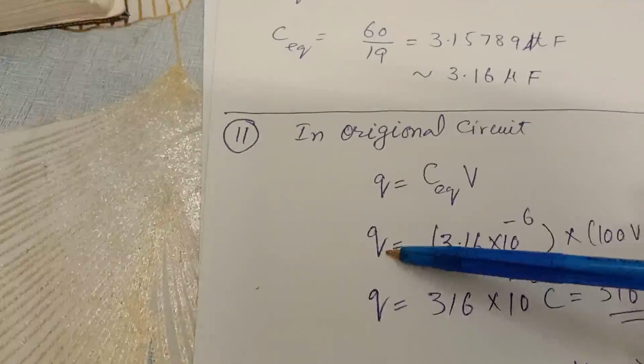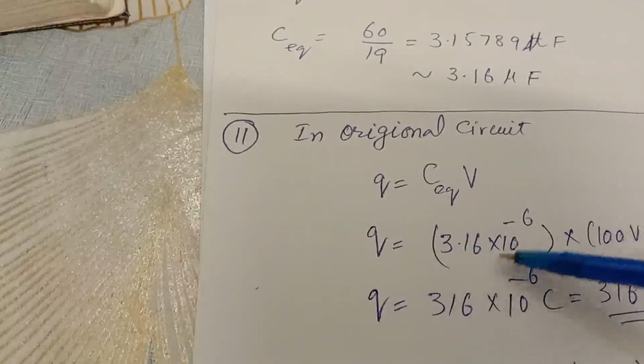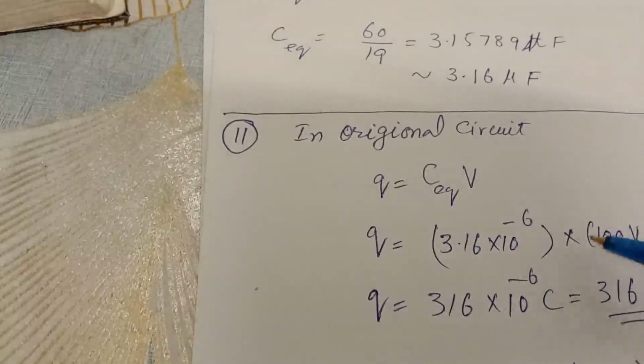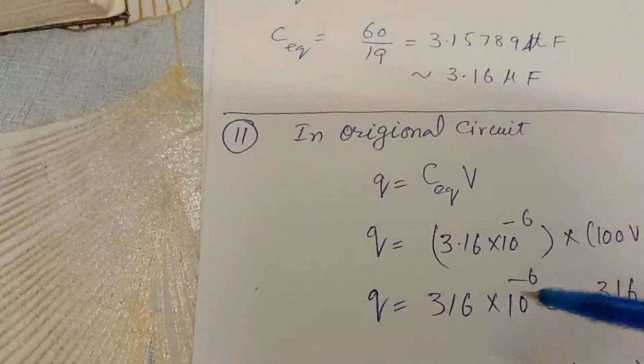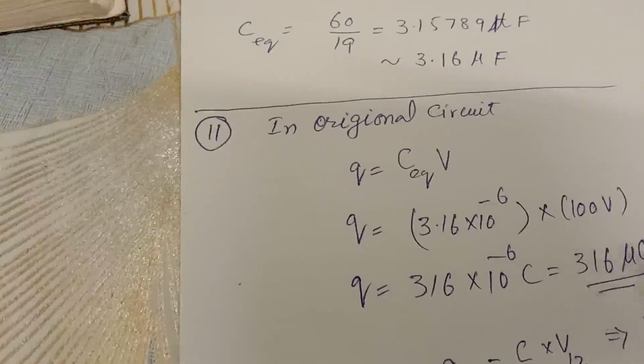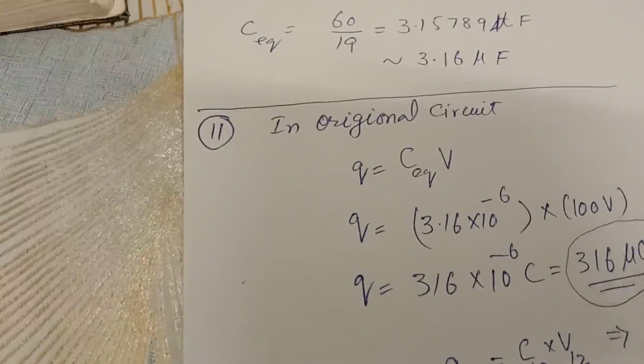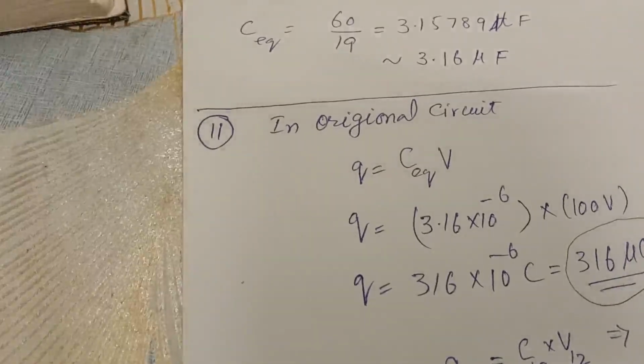So Q is equal to 3.16 into 10 to the minus 6. This was Ceq, we just found it here, and into V, which is given as 100 volt. We multiply it to find 316 microcoulomb. This is the total charge stored in the circuit.